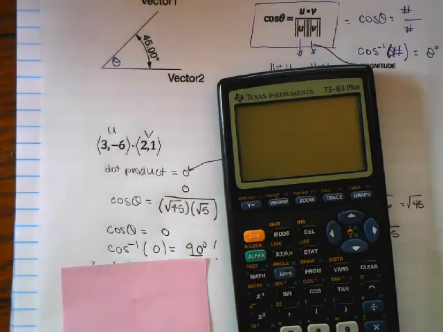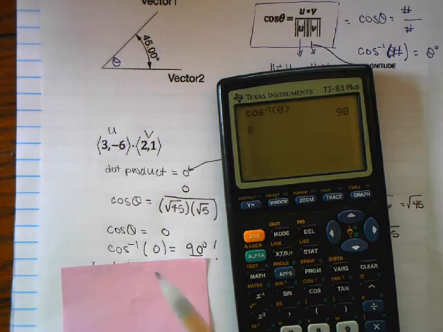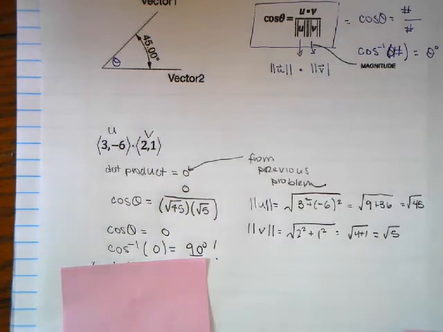Okay, really quickly, here's my old school calculator, remember it? Yep. Second cosine of 0, 90 degrees, and there you are. So the angle between these two vectors is 90 degrees.